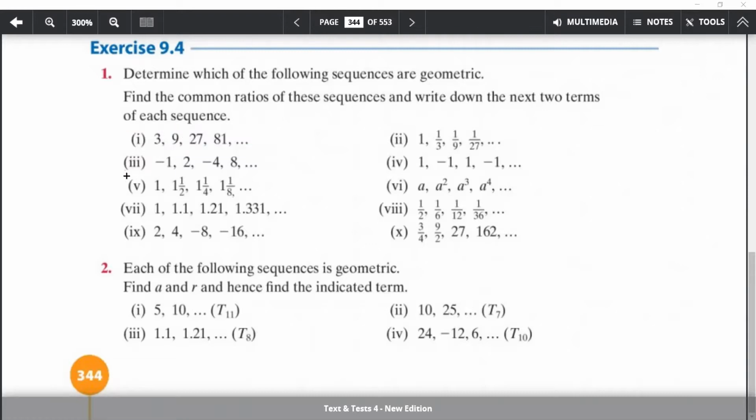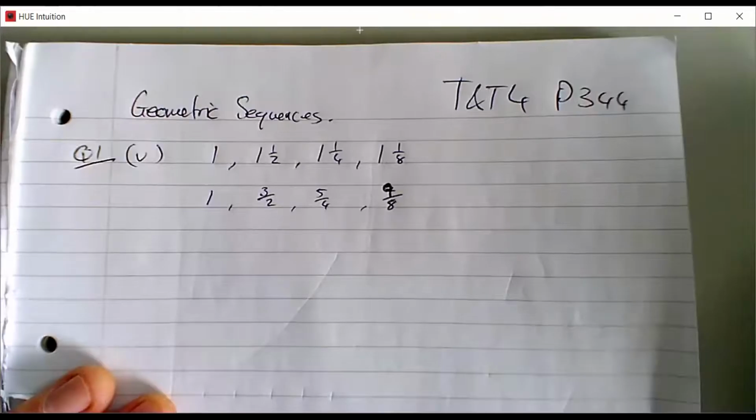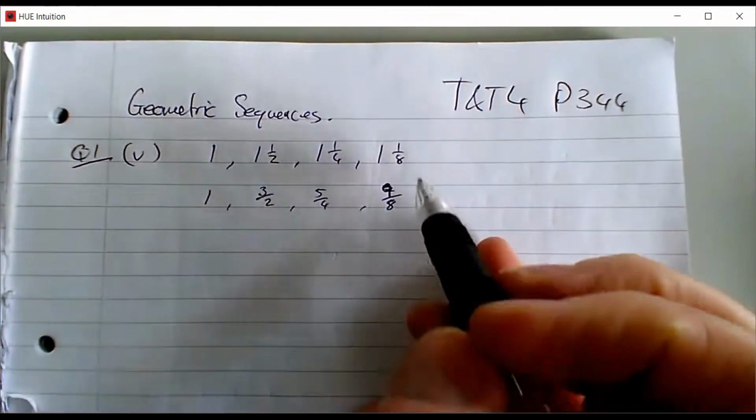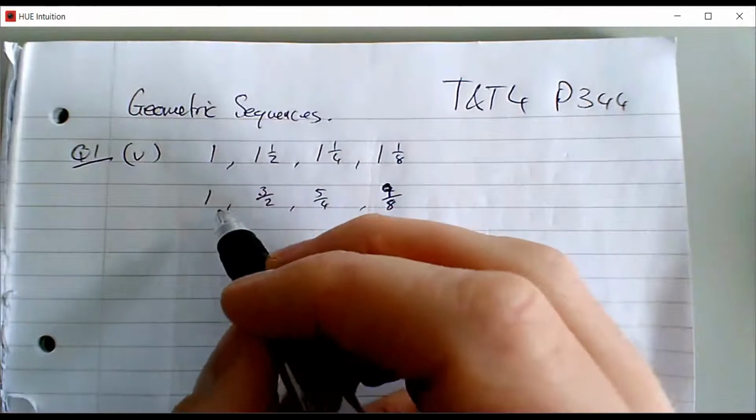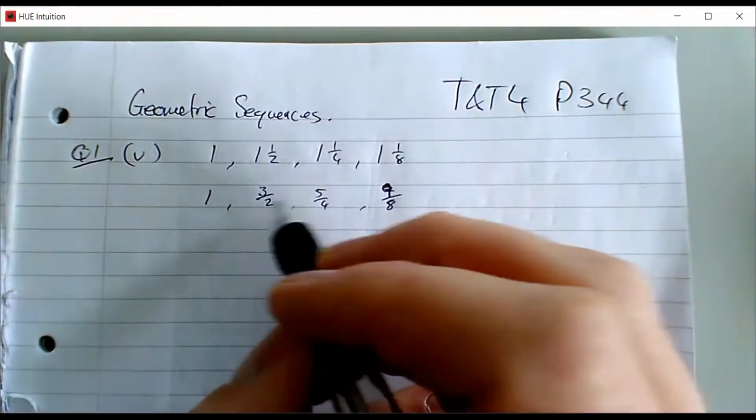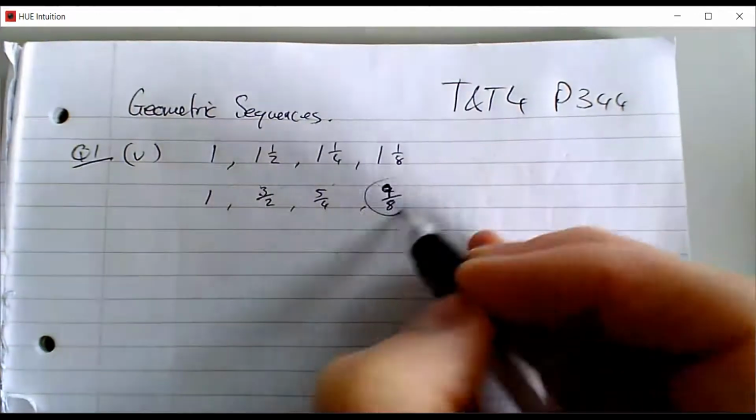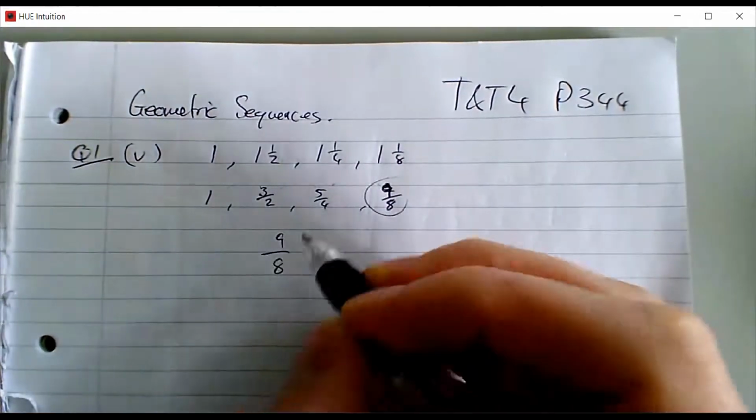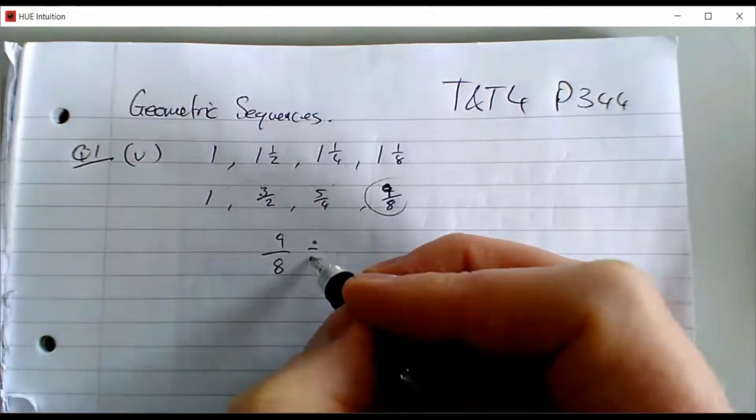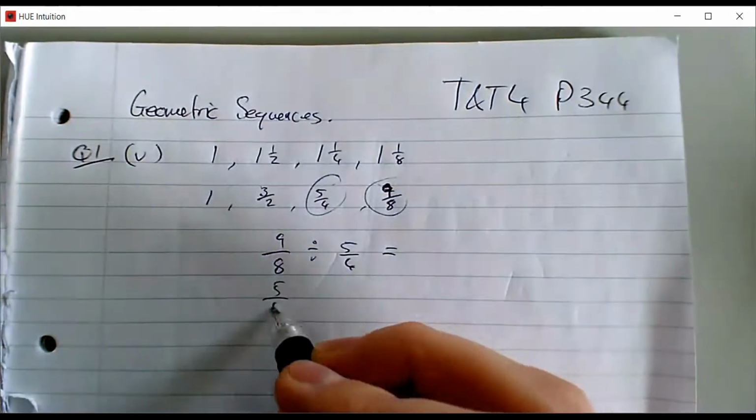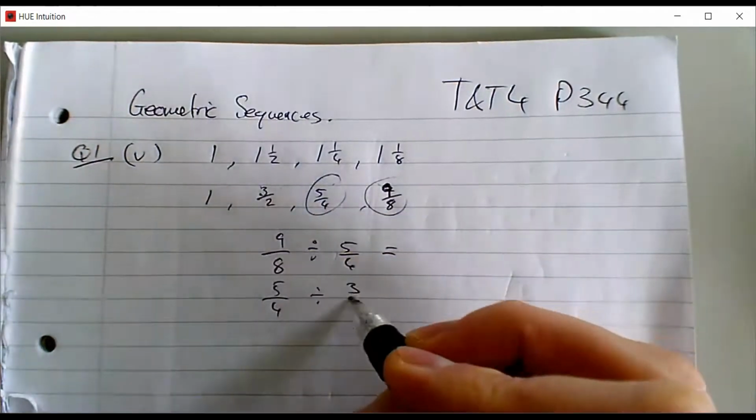Okay, I'm going to jump down to part 5 here. This one is not geometric. I'll show you why now. You can see 1, 1.5, 1.25. I've rewritten them out as improper fractions here. And you can see really that you're not going to be able to multiply by 1.5 and by 1.5 again and by 1.5 again. But formally, the check might be that 9 over 8 divided by 5 over 4 will not give the same answer as 5 over 4 divided by 3 over 2.